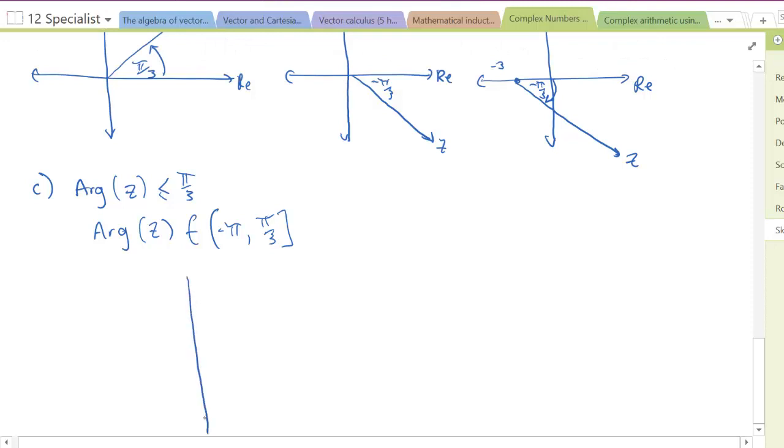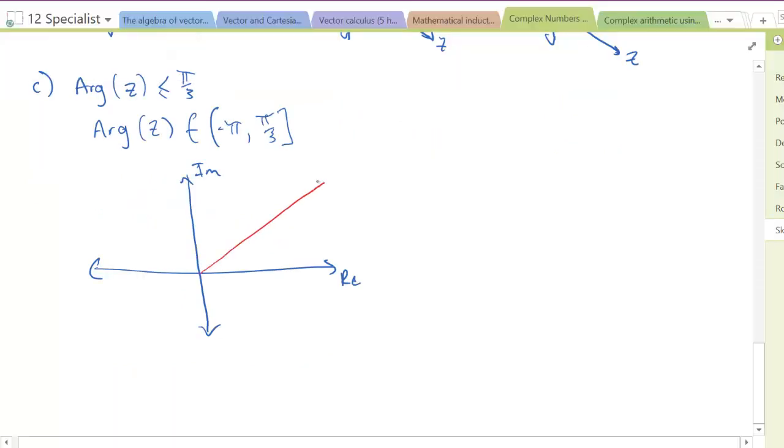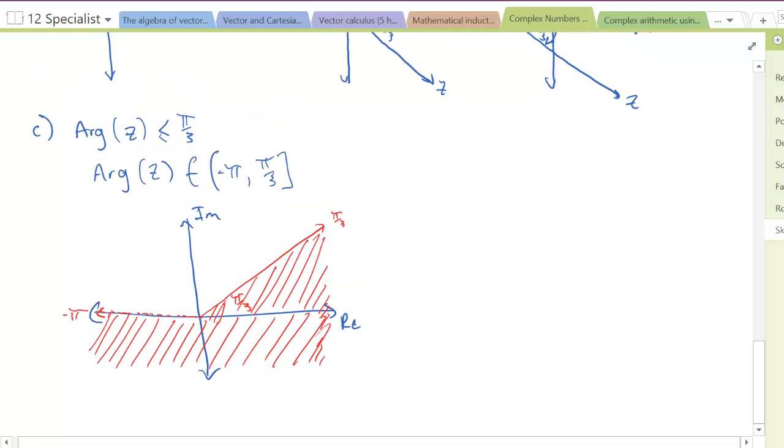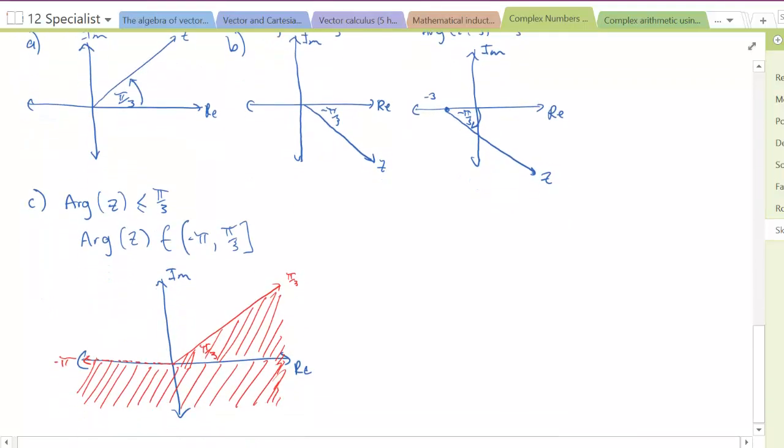And so when we sketch this out, we've got our real and our imaginary. Our first limit is this pi on 3, and our lower limit is negative pi. So dotted line because it doesn't include it. So that's at negative pi. This is pi on 3. And we're looking at this entire area. So it fits our condition. The argument is less than or equal to pi on 3. So that concludes those examples with the arguments.